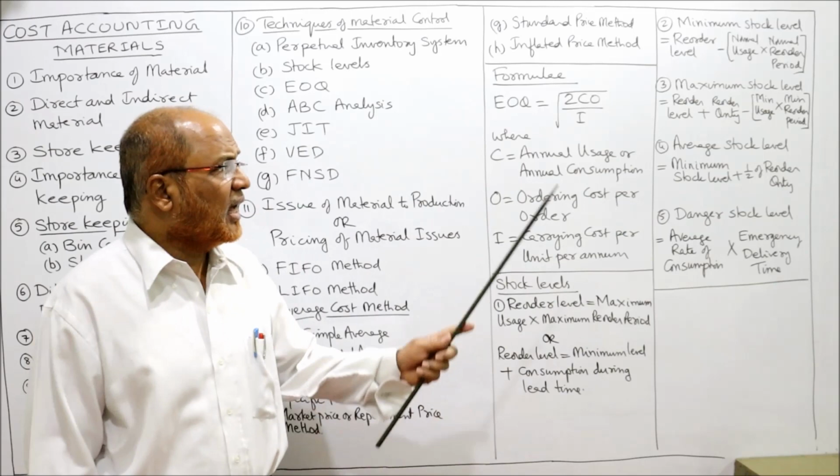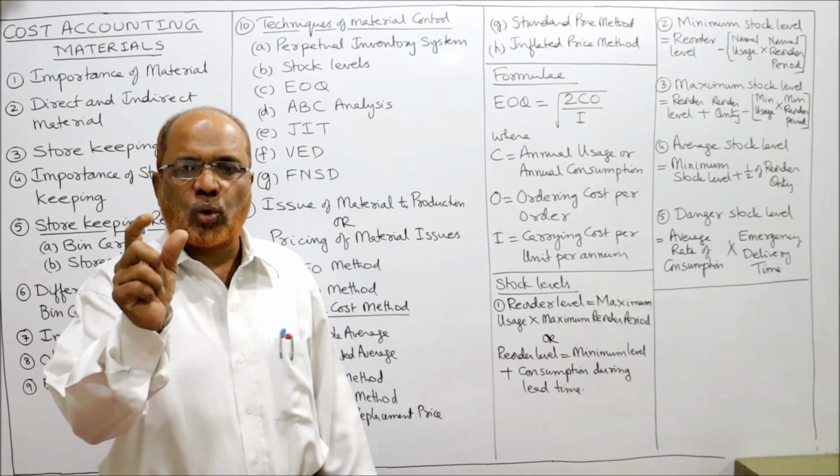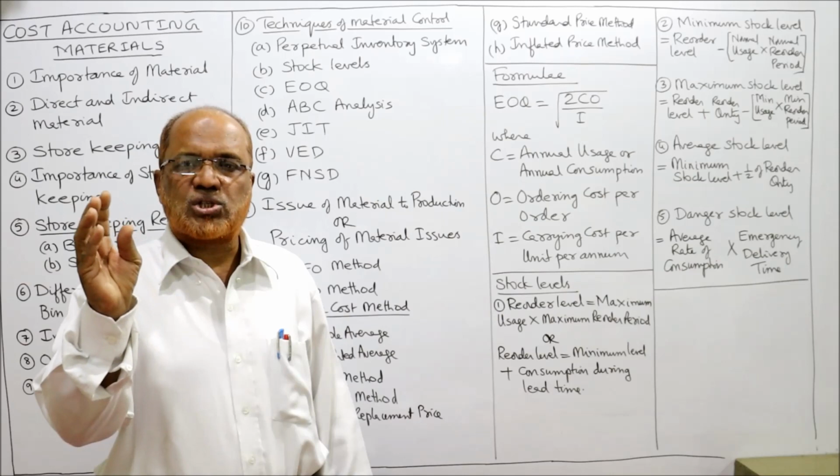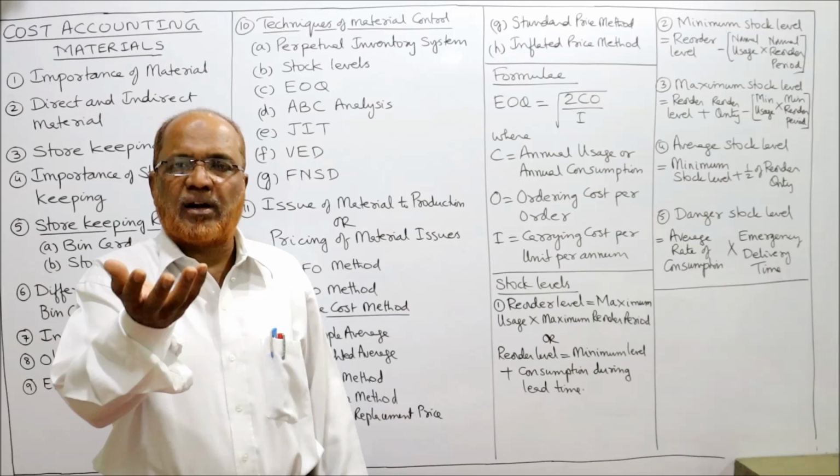The first formula is EOQ, economic ordering quantity. It is that quantity at which the total inventory cost will be minimum. The total inventory cost consists of carrying cost and ordering cost. The ordering cost and carrying cost combined together constitutes inventory cost. So at what quantity the total inventory cost will be minimum? That is called EOQ. So how to find out EOQ?